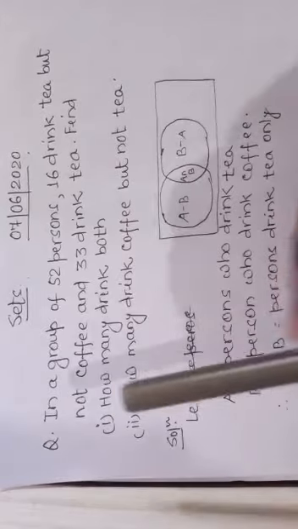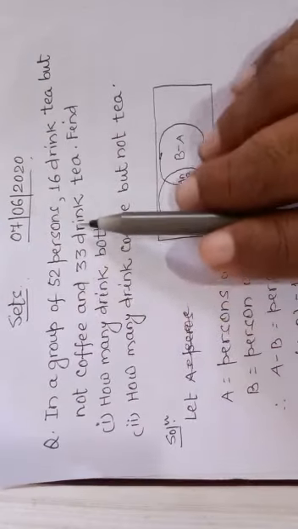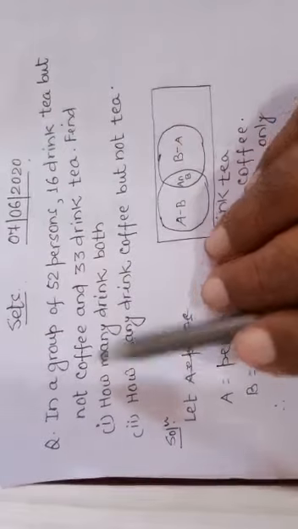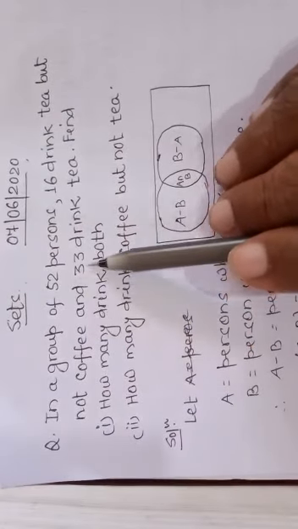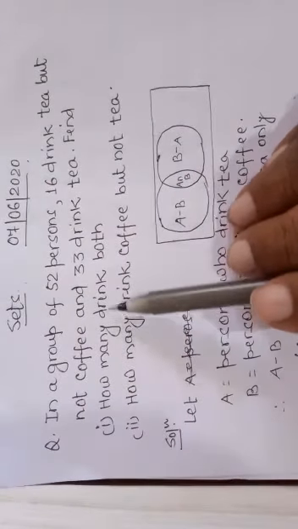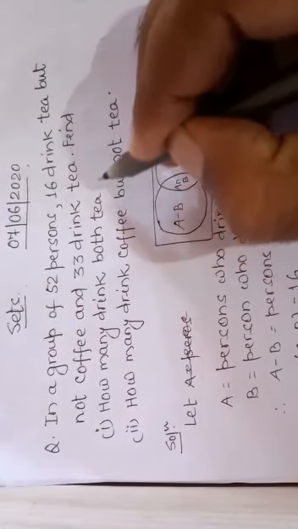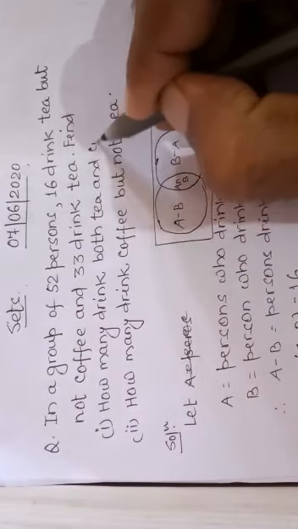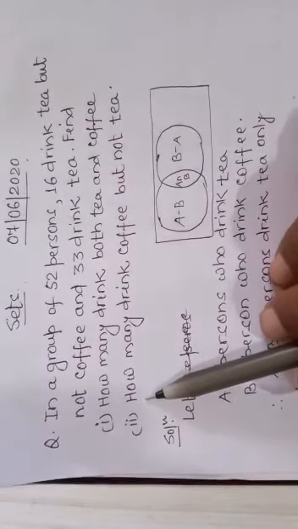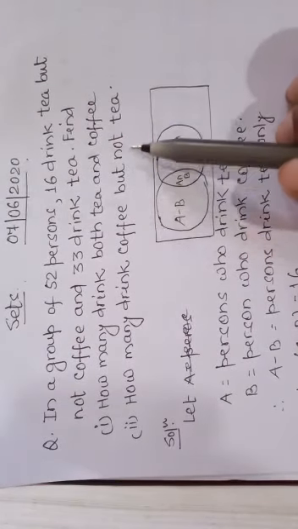In a group of 52 persons, 16 drink tea but not coffee and 33 drink tea. Find first how many drink both. Both means tea and coffee. And second, how many drink coffee but not tea.